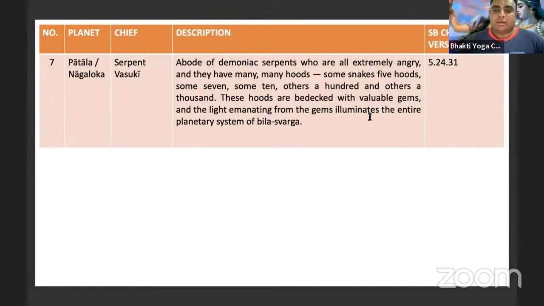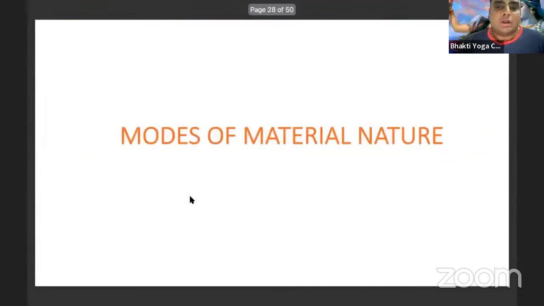Actually, in the 5th canto, chapter 24 is about these subterranean heavenly planets, or these lower planetary systems, and the chapter ends with verse 31, with the description of Patala Loka. So that's all for this description of the lower planetary systems, but there are also other related aspects which have to be studied, especially the bhakti aspect of it.